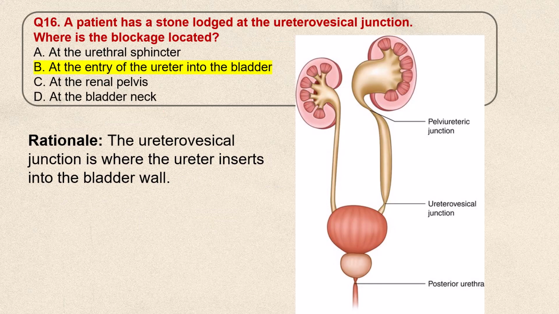At the entry of the ureter into the bladder. So the ureterovesical junction, you can see it is here. The ureterovesical junction is where the ureter inserts into the bladder wall. So the correct answer is B.